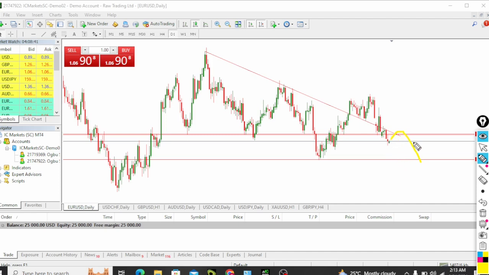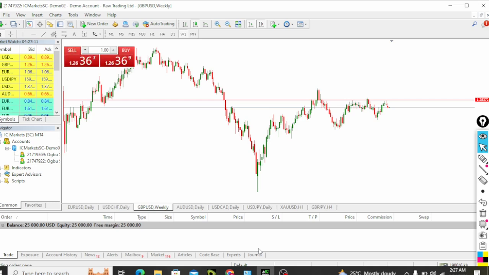So our take profit is going to be the support level, and it's going to give you not less than 100 pips of profit. So that is it. We are expecting a sell for the coming week for EURUSD, and hopefully we are going to get it.